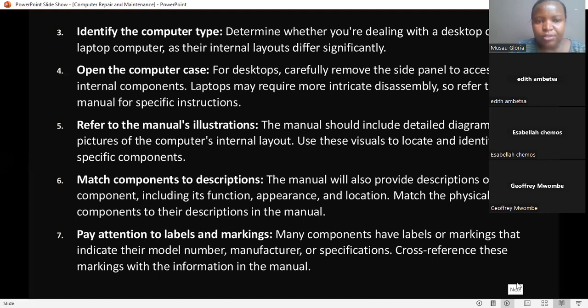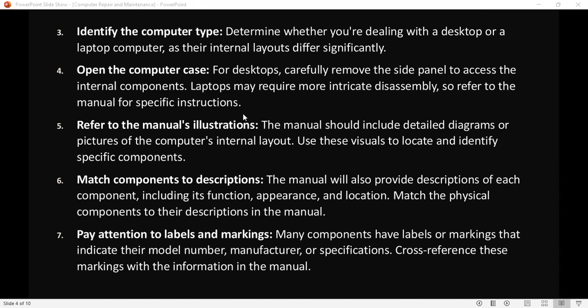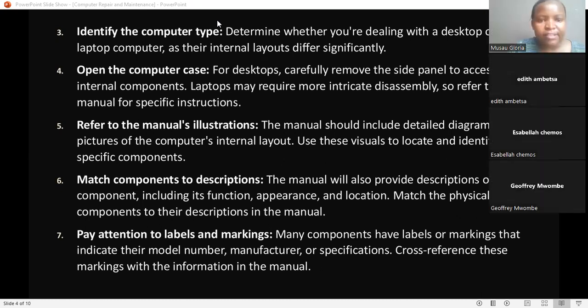you identify the computer type. So identification of the computer type: you determine whether you are dealing with a desktop or a laptop computer, as the internal layouts differ significantly. Before performing any troubleshooting, you need to know which type of computer you're dealing with.